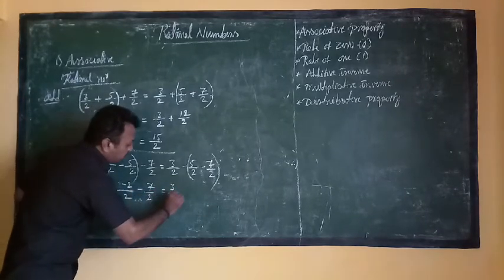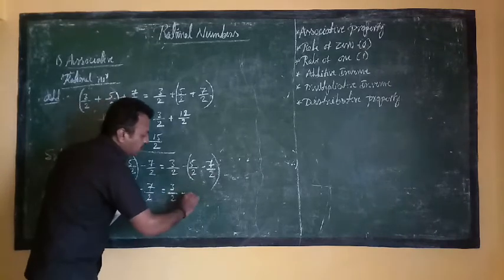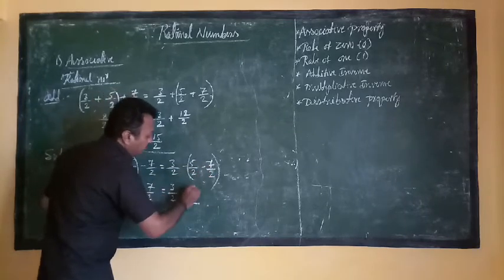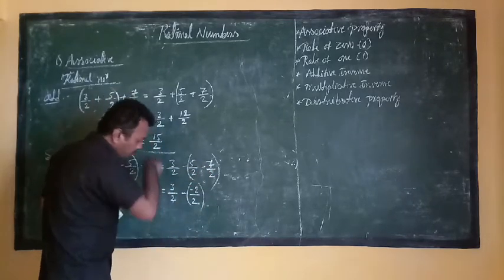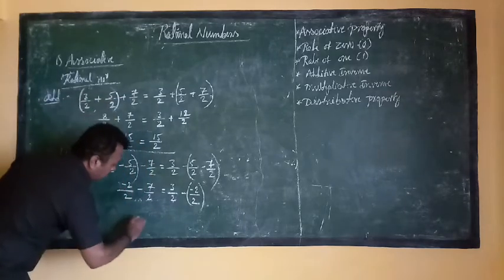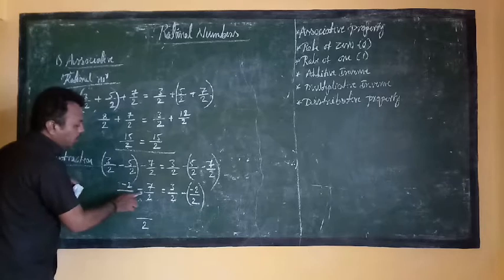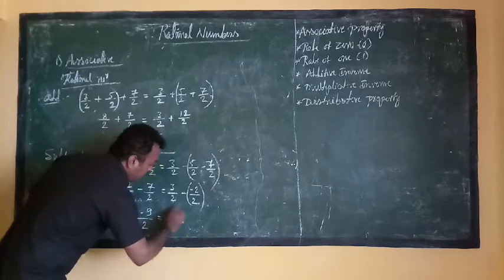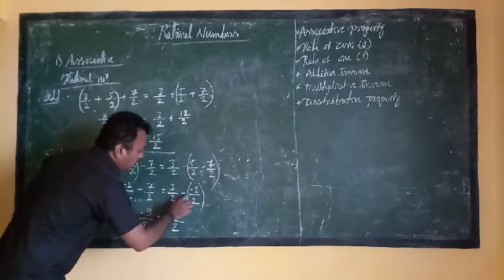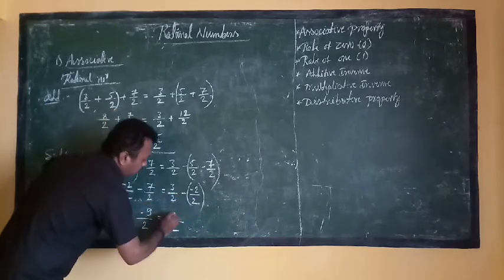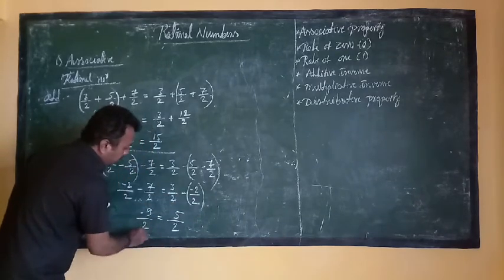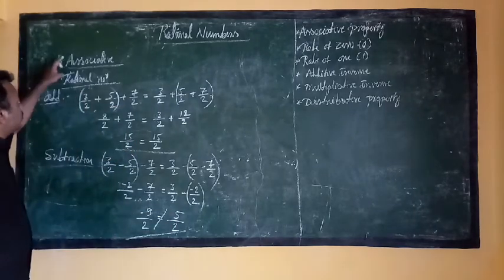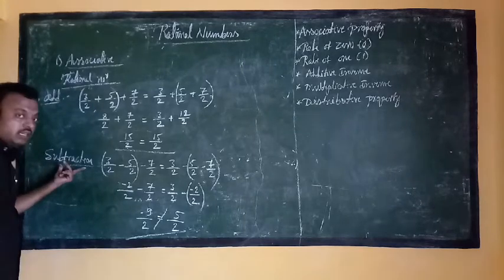So next, 3 by 2 as it is, minus of. Again the denominators are the same. Subtract the numerators: 5 minus 7 becomes minus 2. Now again the denominators are the same. Add the numerators: minus 2 and minus 7 become minus 9. Now again the denominators are the same. So 3 minus minus 2 becomes plus, 3 plus 2 is 5, 5 by 2. So minus 9 by 2 is not equal to 5 by 2. Therefore, LHS is not equal to RHS. So the associative property of a rational number does not satisfy under subtraction.